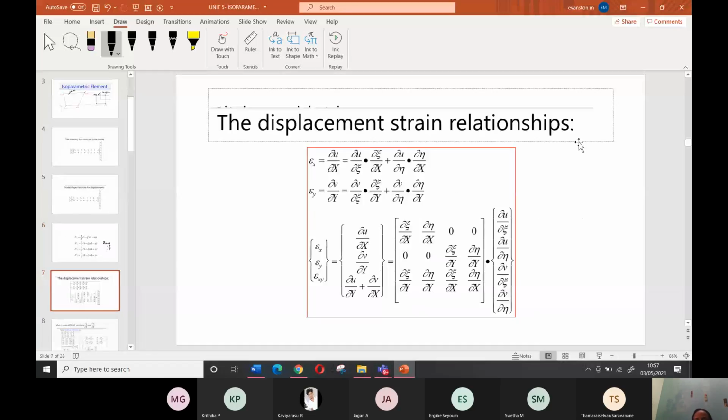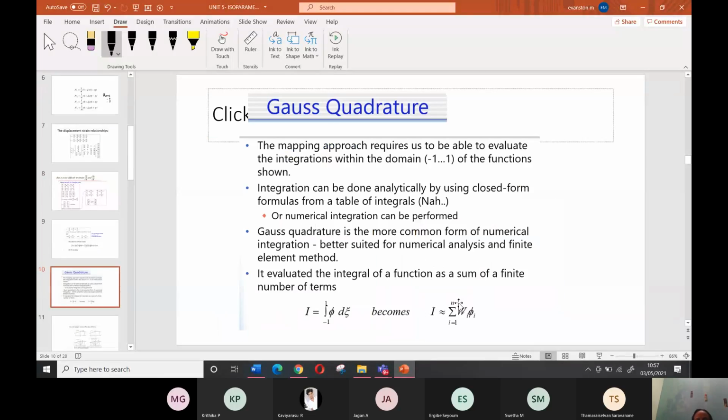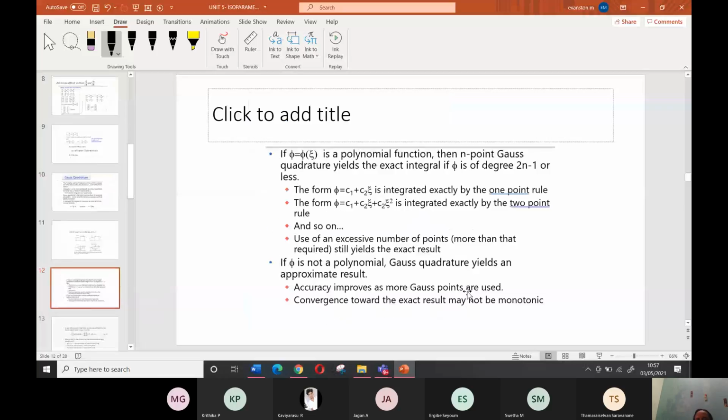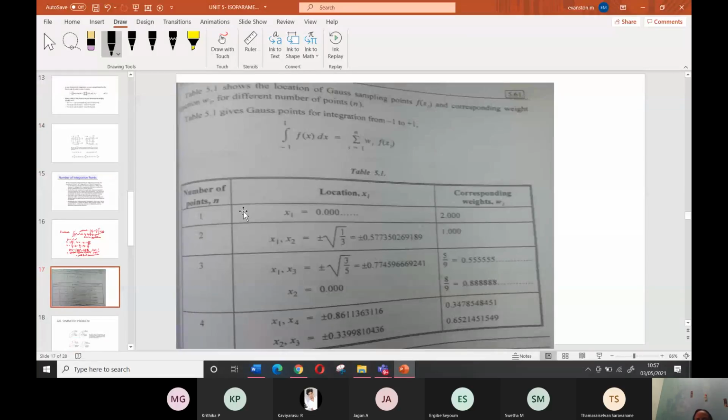So that also we have. Then the Gauss quadrature. Suppose I give the values, it is divided into 2-point quadrature, 3-point quadrature. Suppose it's a single point quadrature, what is the weight? The weight is 2. Single point quadrature, weight is 2. If it's a 2-point quadrature, then the weight is 1. If it's a 3-point quadrature, the weights are 5/9.